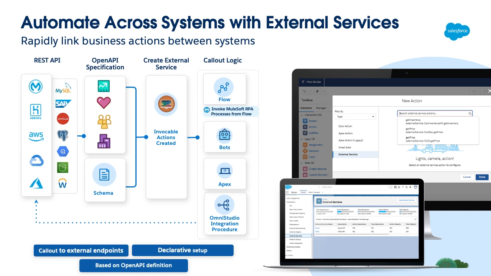But before highlighting some important enhancements coming to external services in Spring '23, let's just talk about what external services is. External services is an integration product that allows developers and admins to build automation across multiple systems by declaratively connecting external REST APIs. We use OpenAPI specifications to accelerate the creation of actions that invoke functionality in other systems from within Salesforce, providing a useful tool to help you automate workflows and build process integrations.